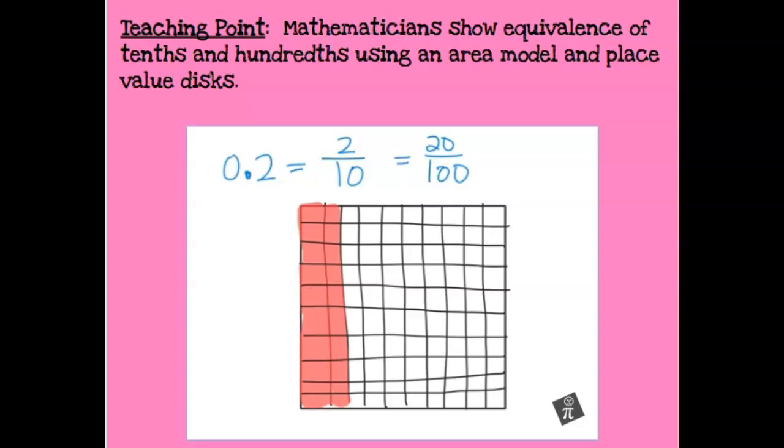All right. Now, what we want our students to recognize is, hey, wait a second, I see a pattern. 10 times 10 is 100. 2 times 10 is 20. And the idea is we want students to start to recognize this formal mathematical equivalence, that 2 tenths, when you multiply both the numerator and the denominator by 10, you get 20 hundredths, and 2 tenths is equivalent to 20 hundredths. And we can reverse that procedure as well.